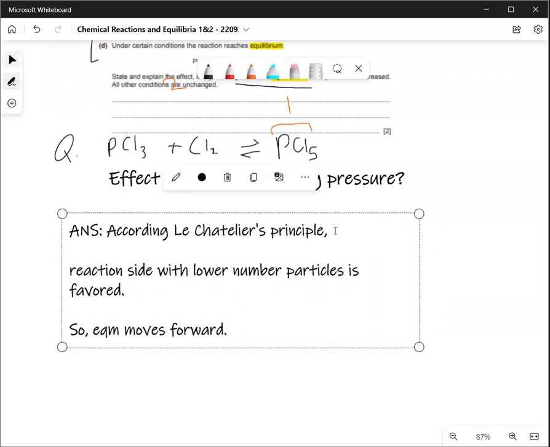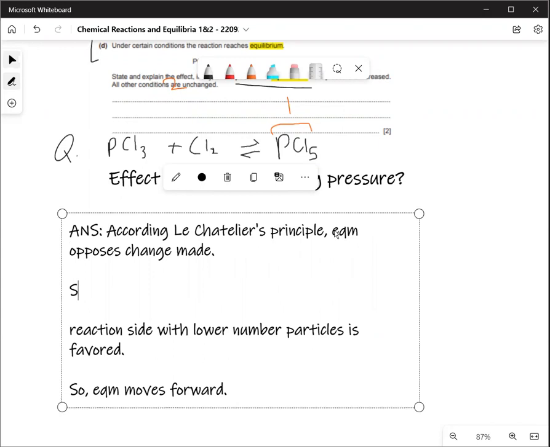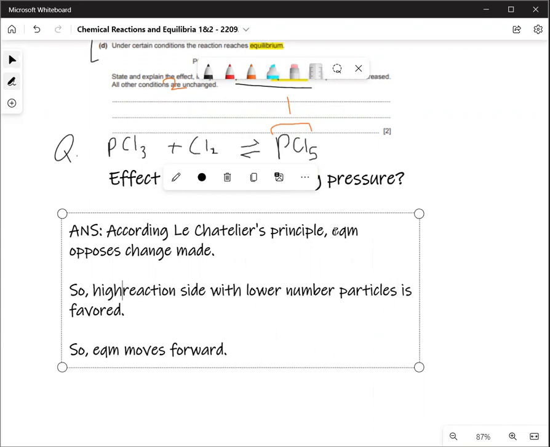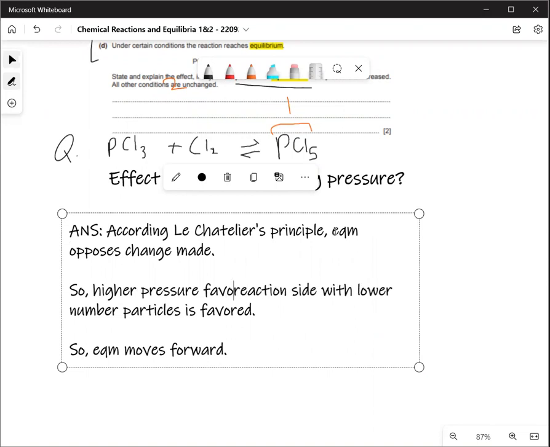According to Le Chatelier's principle, equilibrium opposes change made. So higher pressure favors the side with lower number of particles. So equilibrium moves forwards.